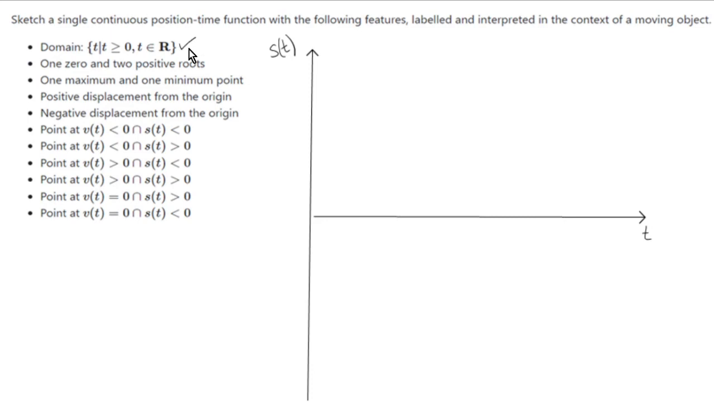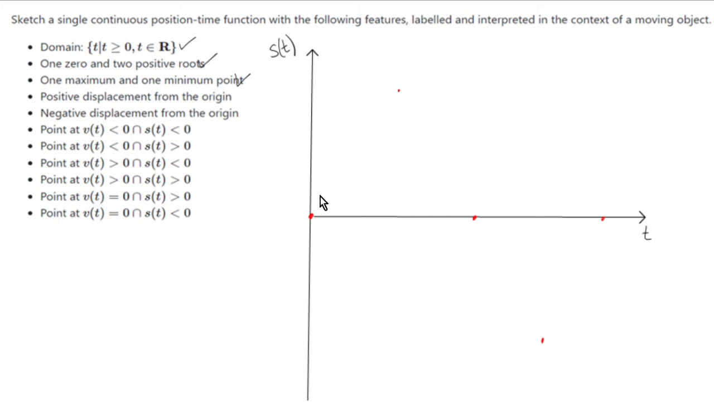The position time function is supposed to have 0 and 2 positive roots. That means we have an x-intercept at x equals 0, and then 2 other positive roots, and we can put 1 over here and 1 over here. We want to have 1 maximum and 1 minimum point, so we can put a maximum over here and a minimum over here. And we want to have a positive displacement from the origin as well as a negative displacement from the origin.